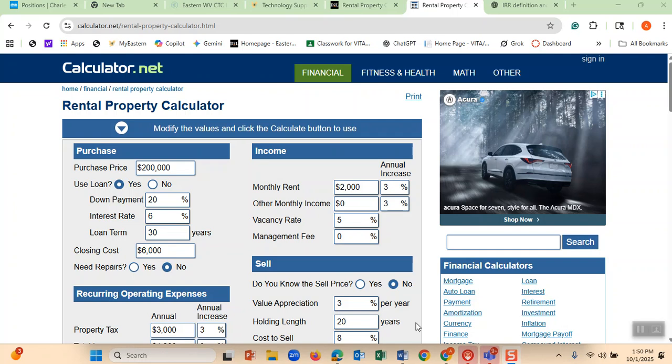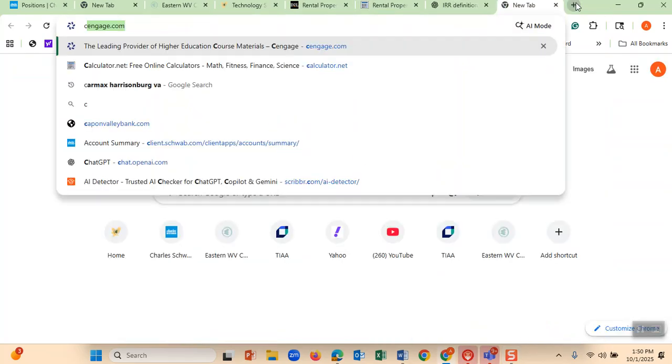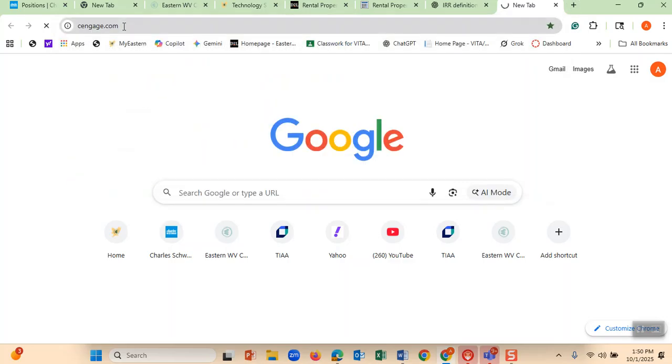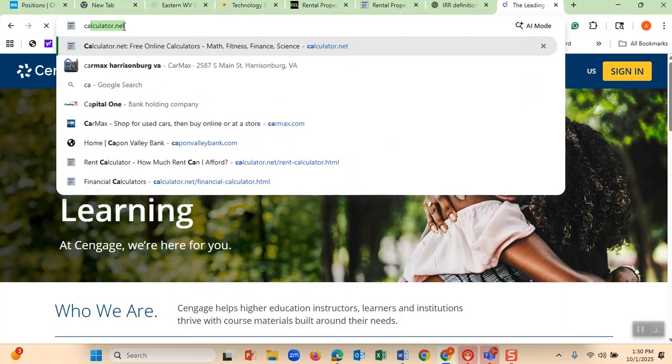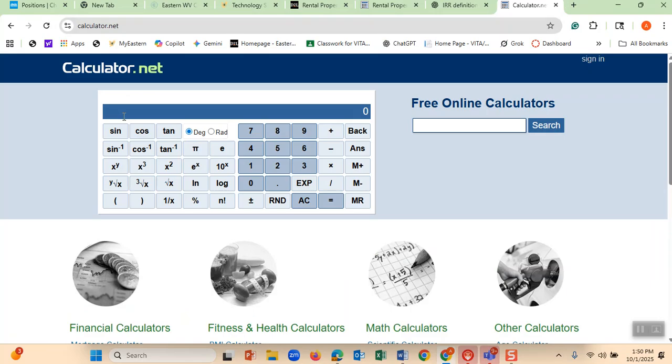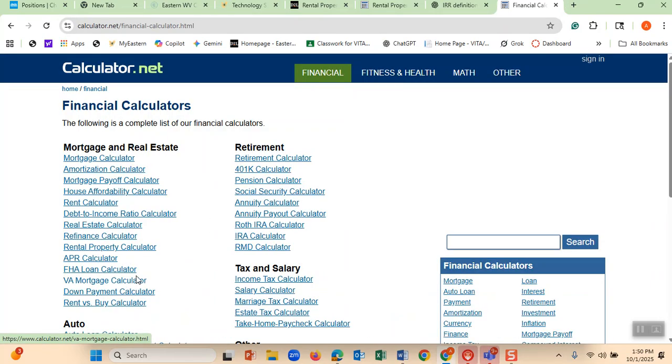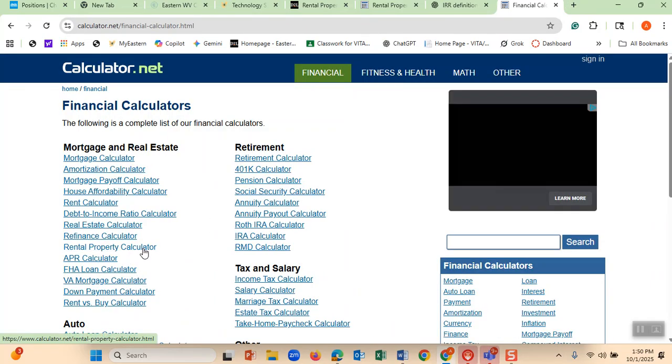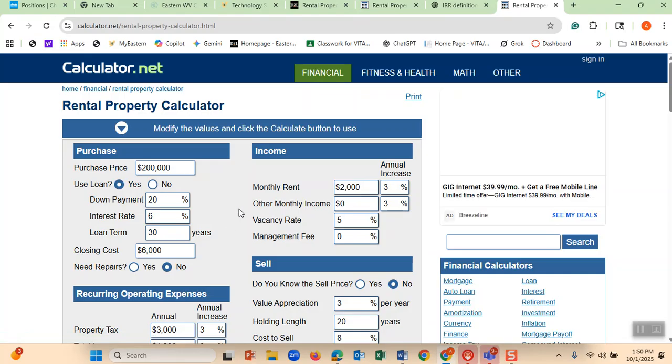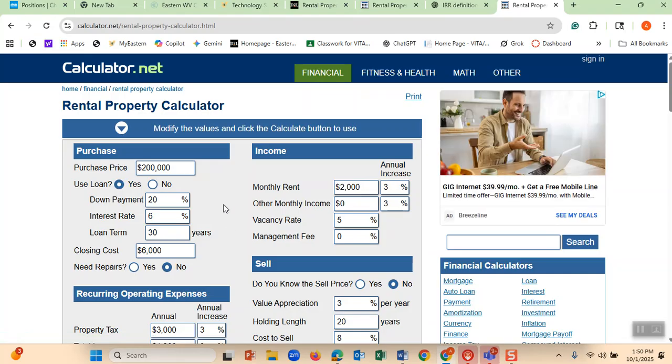Hello, all. I want to talk about the rental property calculator. And as you all know, this is where I go. Oops, I put Cengage, I'm sorry. I go to calculator, and here I click on financial calculator and rental property calculator. This one is the default one. I want to explain. Please, in your case, try to change the numbers.